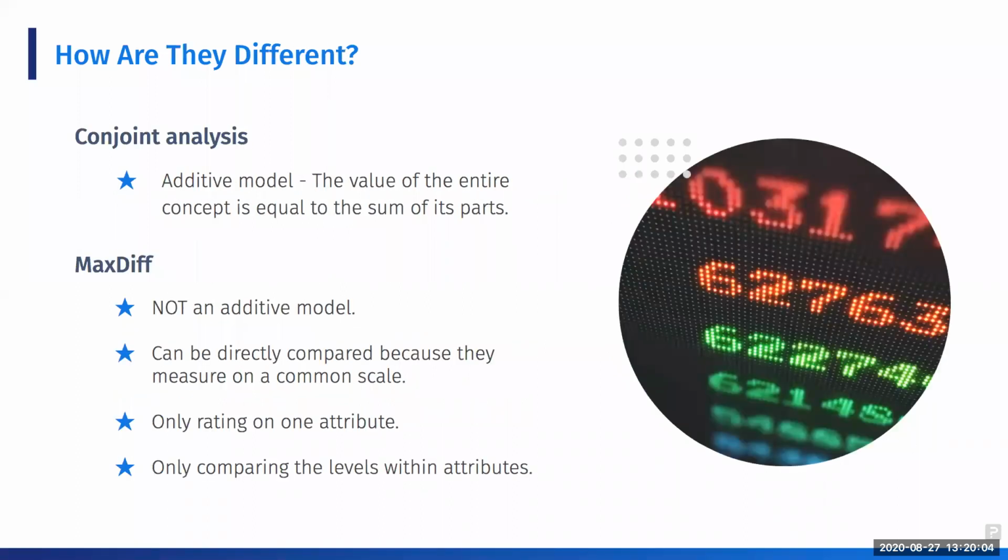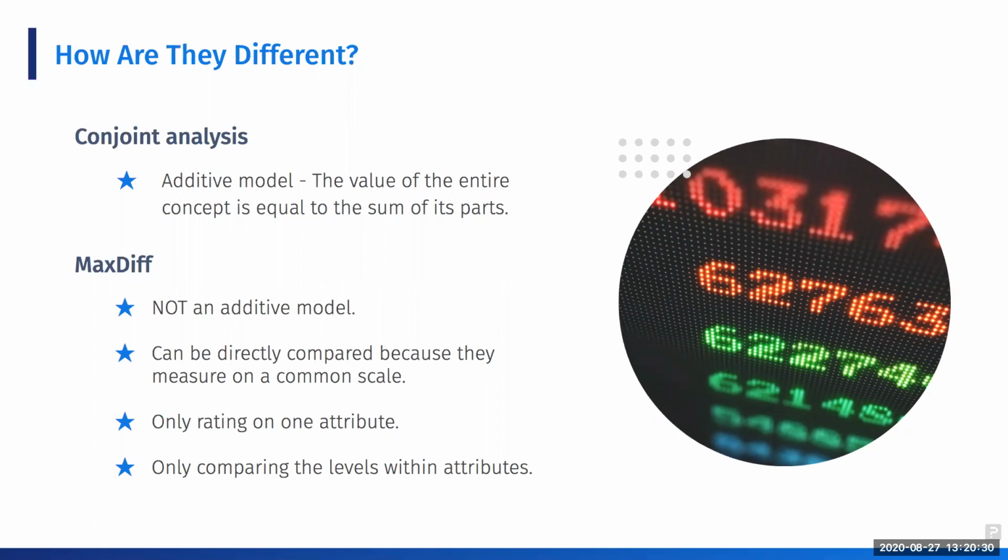Now, how are they different? So again, going back to what I mentioned before, in MaxDiff, you're basically selecting the most and least preferred option among a list of items that fall under the same category. Whereas with conjoint analysis, basically you're determining how people value different attributes.